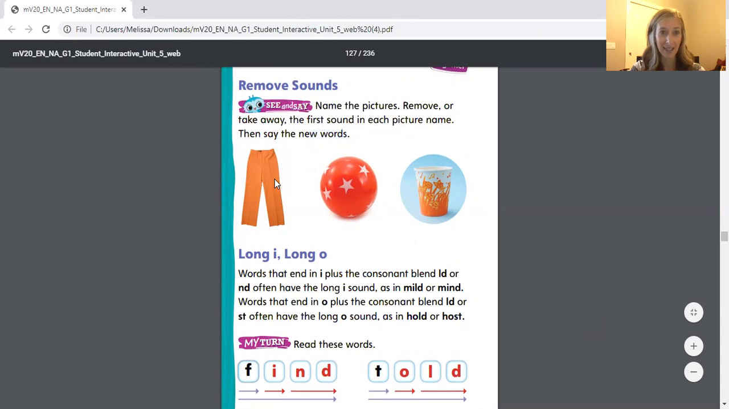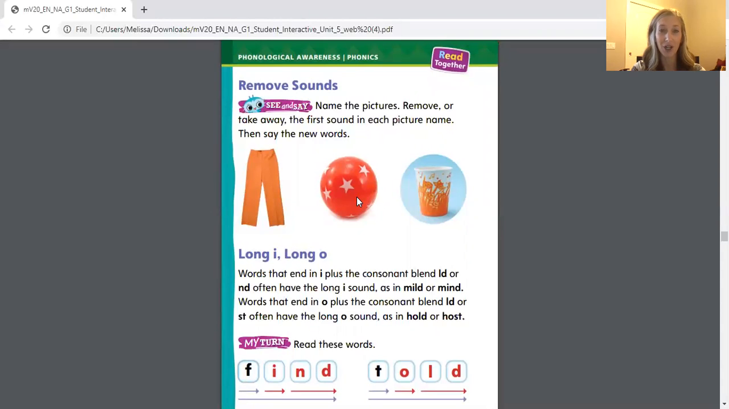So here I see pants. If I take away the p sound, I have a new word, ants. Here I see a ball. If I take away the b sound, I have the new word all. And here I see a cup. If I take away the k sound, I am left with the word up.